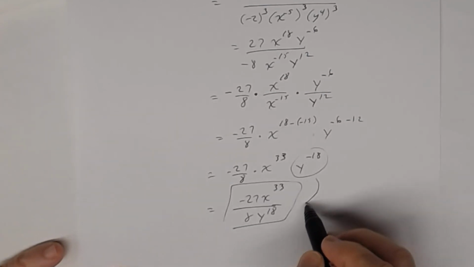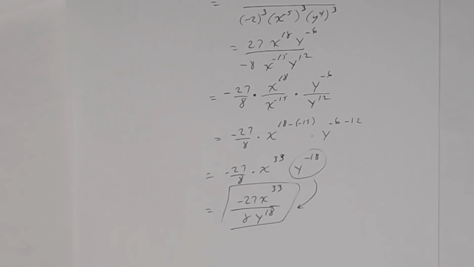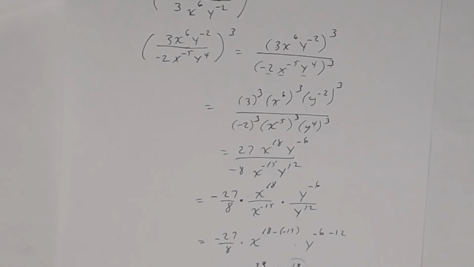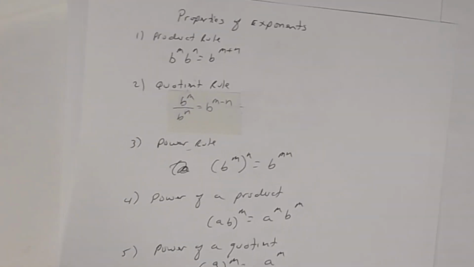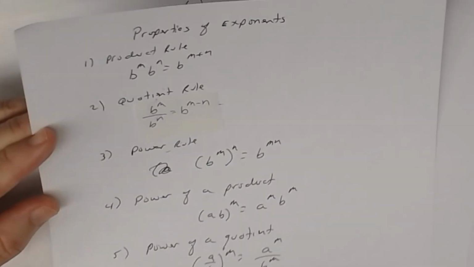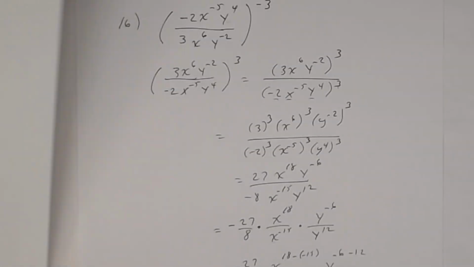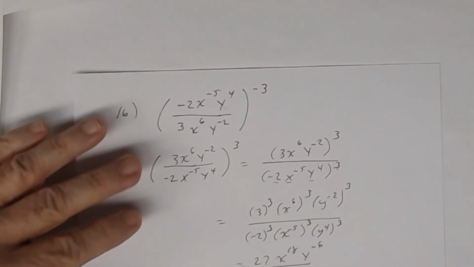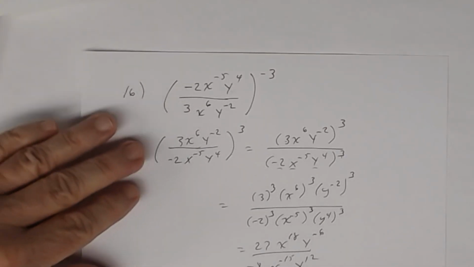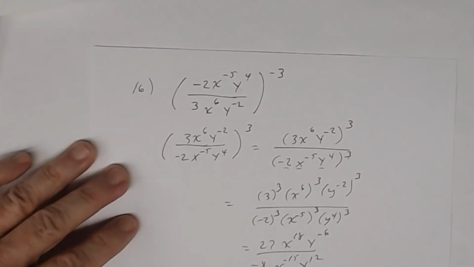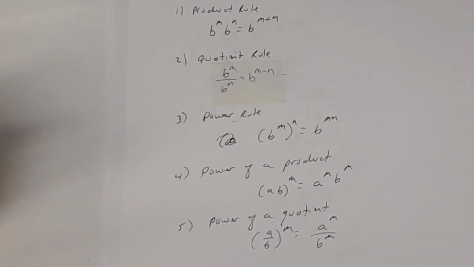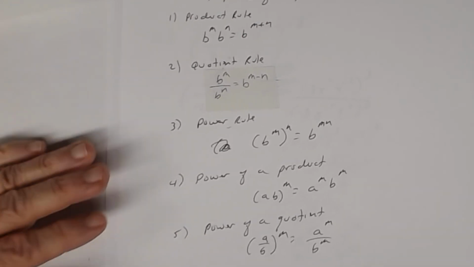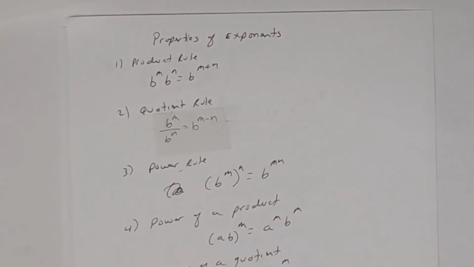Okay? So that's going to go in the denominator. And that's it. So that's quite a few problems that we did utilizing all these properties that we learned about in the previous lessons. All right, so just know that there are many problems where you are going to have to use multiple properties, not just one, not just two, not just three, but you're going to have to use several of these properties in that particular problem. Okay, so that is the end of this lesson.